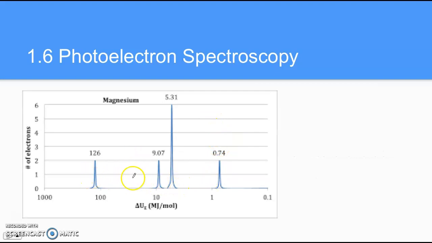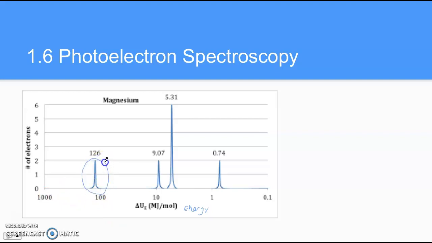Okay, so when you look at the data, on the y-axis you get the number of electrons. On the x-axis you're going to see energy. Now in this case it says megajoules per mole. This could also just be labeled as energy or maybe binding energy. But what you really want to focus on is, where's your highest energy peak? So you want to make sure that it's going from 1,000 here to 0.1. So the highest energy peak is going to be the farthest left.